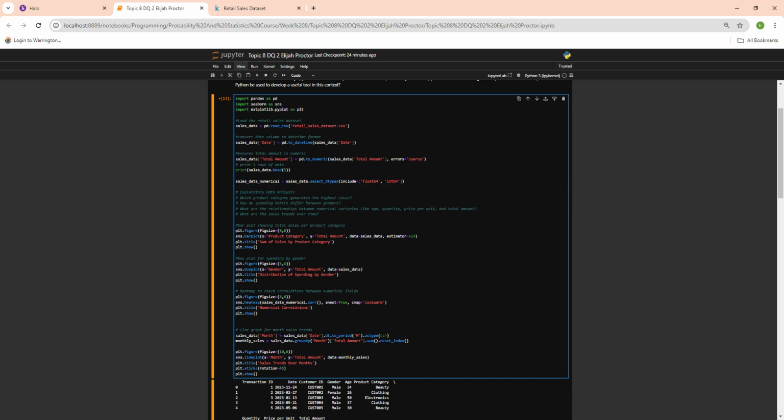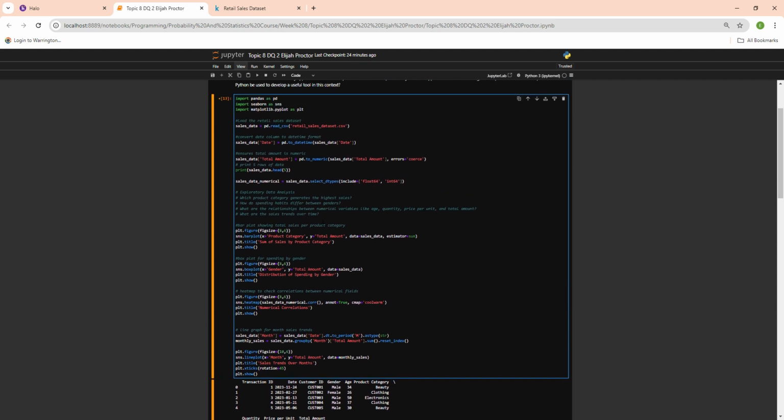So these are the research questions that we hope to answer. Which product category generates the highest sales? How do spending habits differ between genders? What are the relationships between numerical values like age, quantity, price per unit, and the total amount? And what are the sales trends over time?